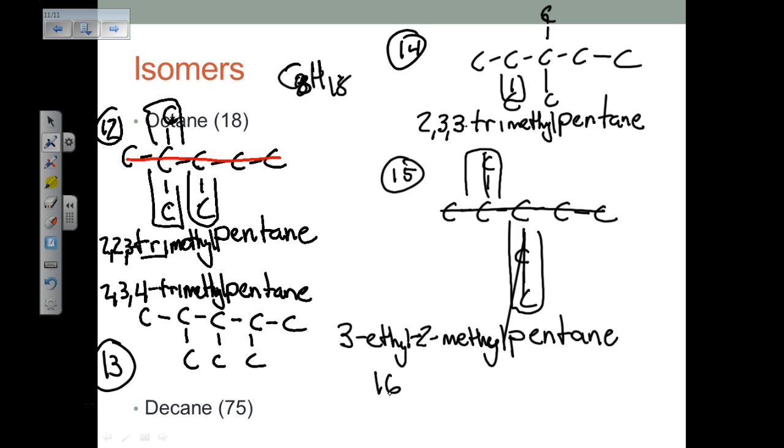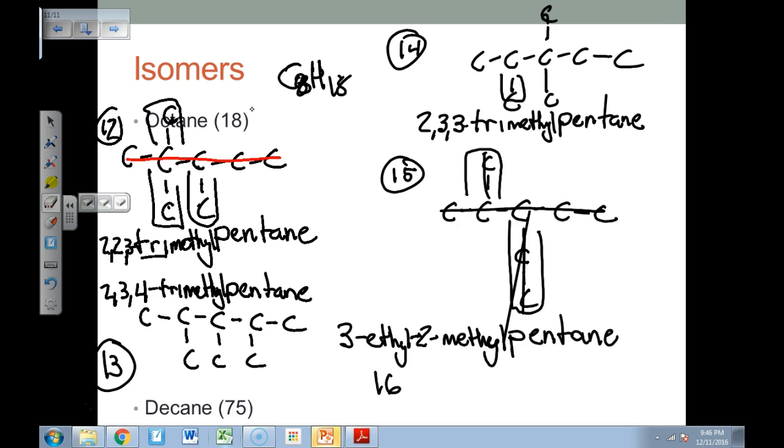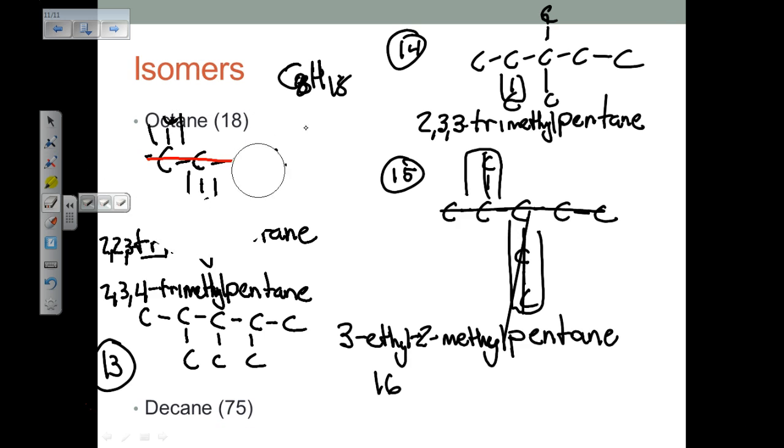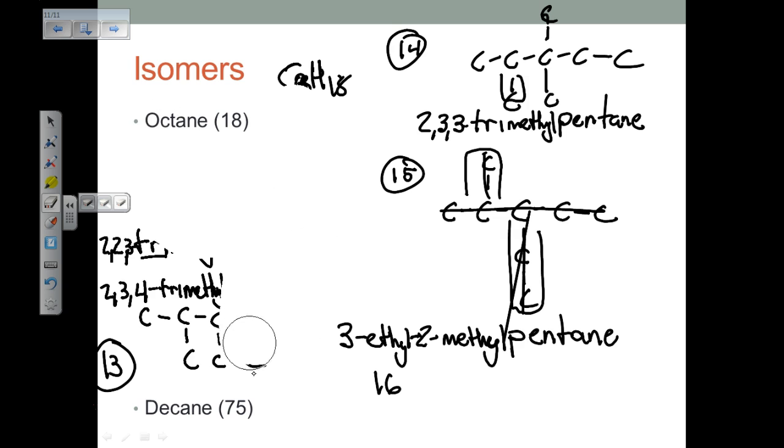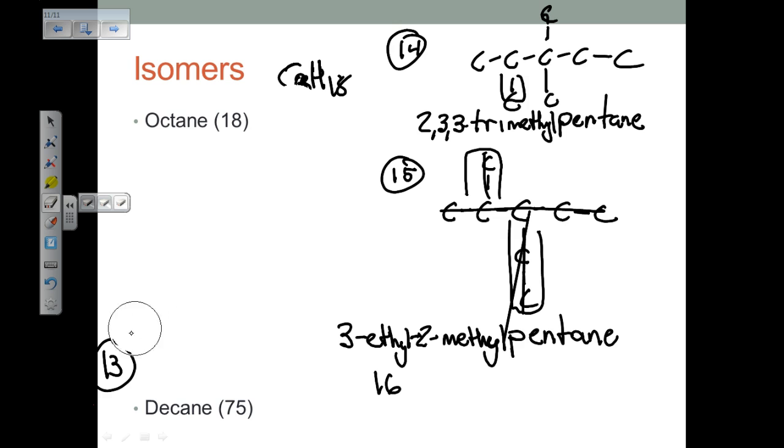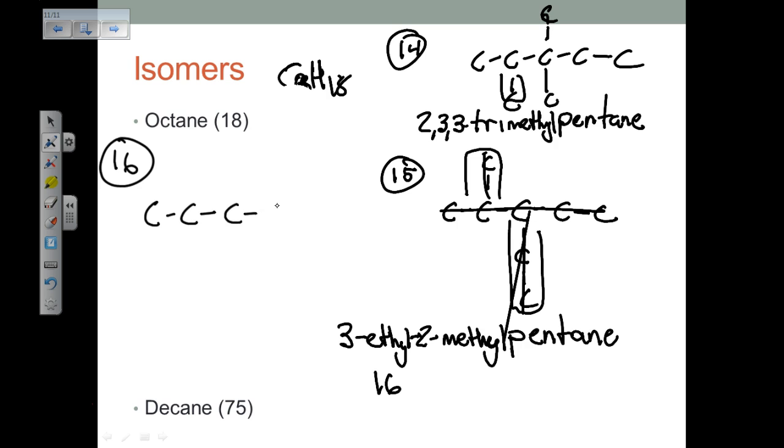Now let's do number 16. I'm running out of room here, so let's get rid of these guys here. What if I said, hey, do this on a test? I probably wouldn't do that. 16. We're still in pentanes. 1, 2, 3, 4, 5, 6. So what if now we go like this?